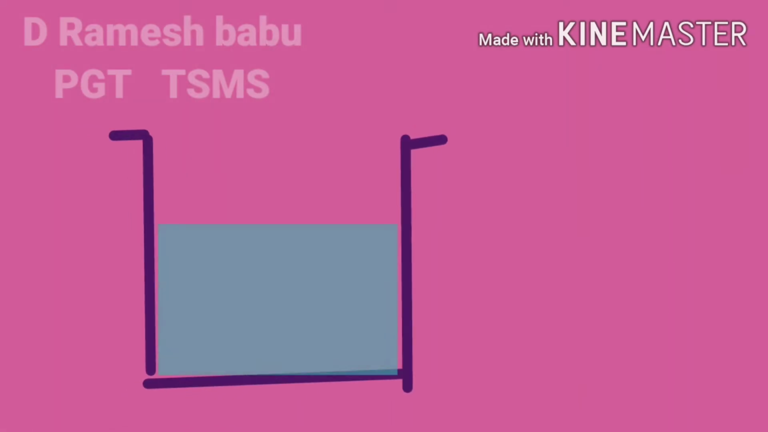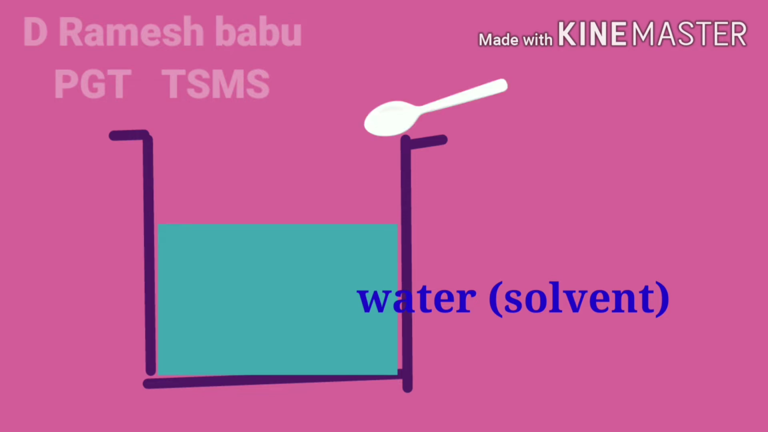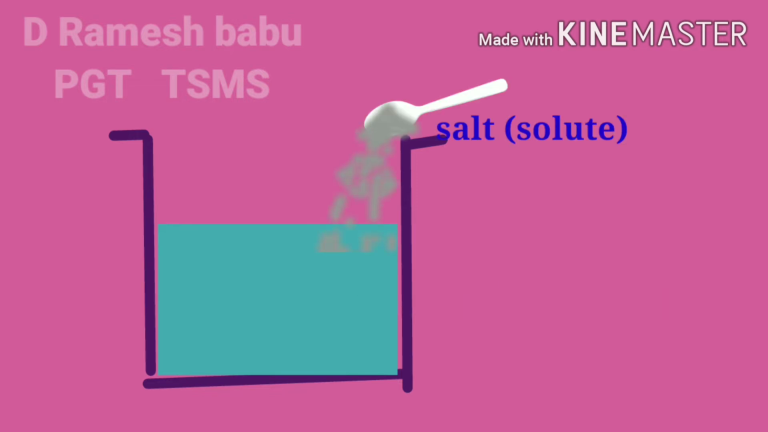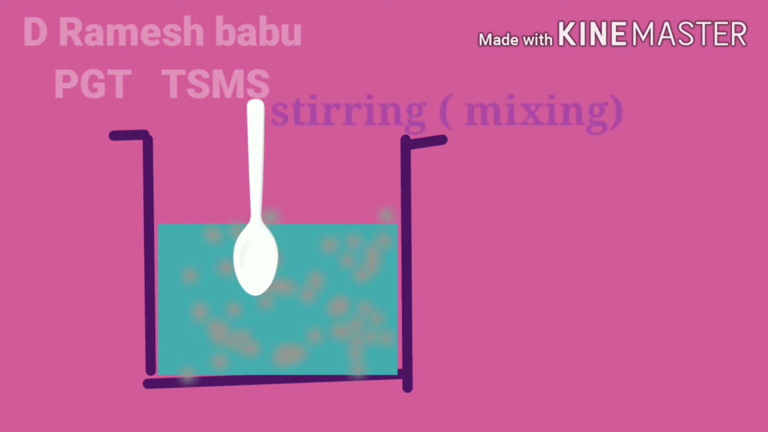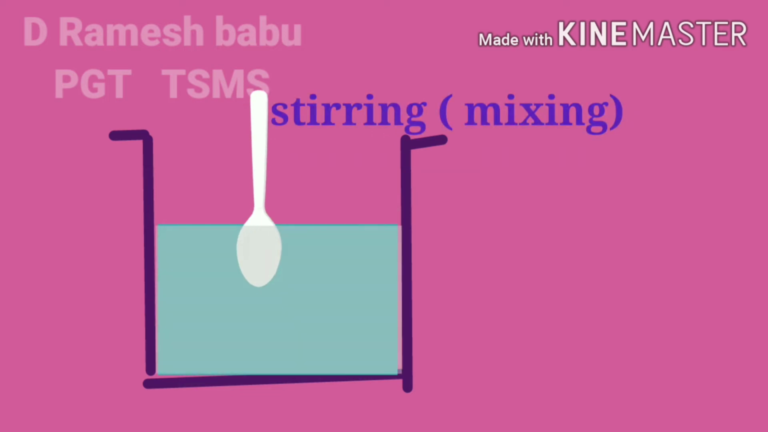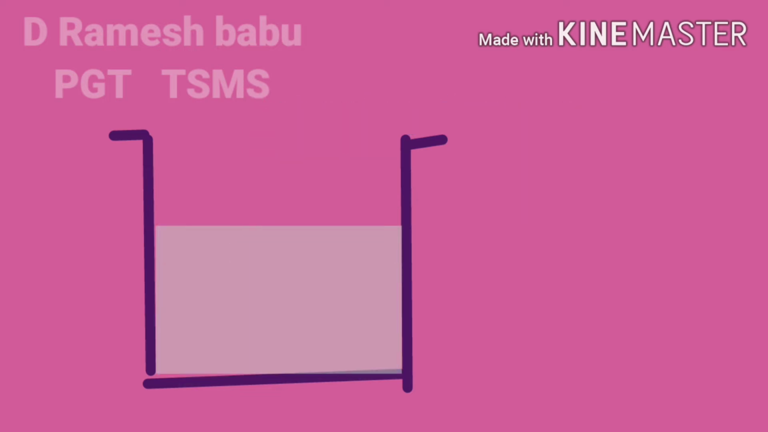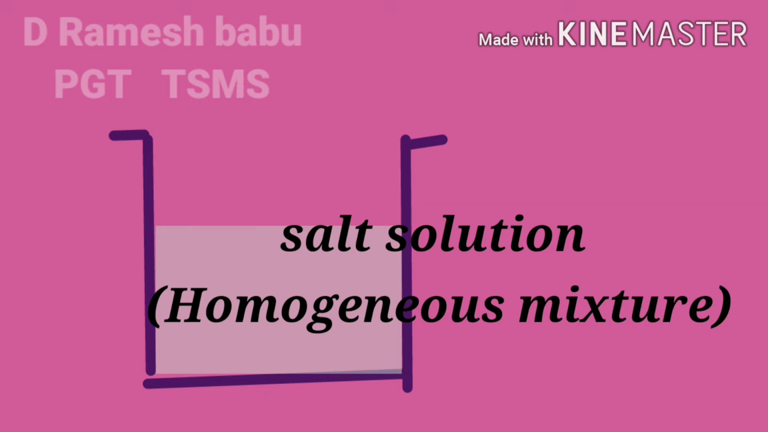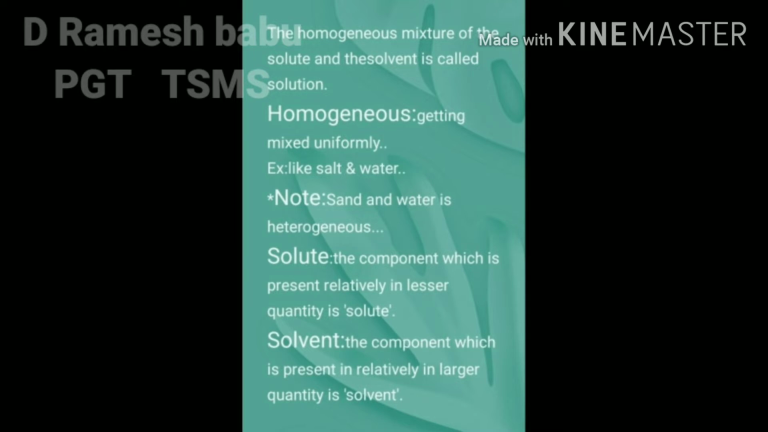Let's suppose a beaker, take some water in it, which is our solvent, and a pinch of salt is added. Stir it well. Stir means mix. After stirring, you'll get a uniform mixture, which can be called a solution. Now a mixture, if it is uniform, is nothing but the solution. Now it is called salt solution, which is a homogeneous mixture.